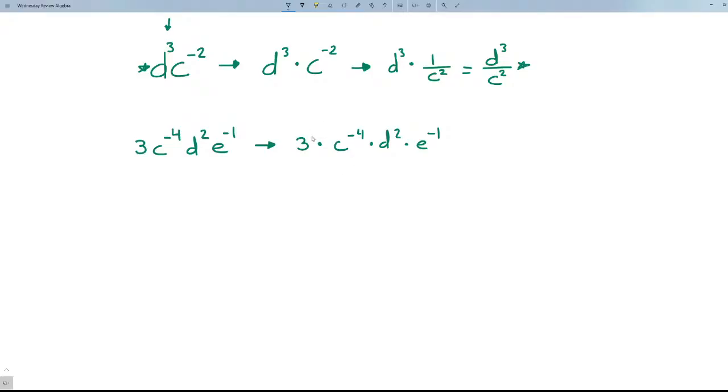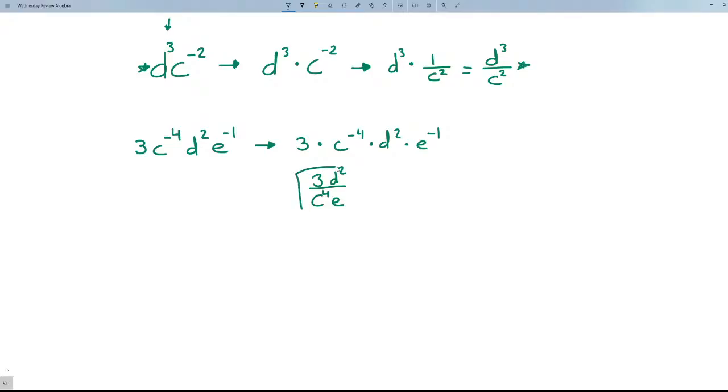3 has a positive 1. If it's just a 3, we know that it's just raised to the first power because it's just itself. But you don't need to write that, so I'm going to go ahead and erase that. So I got 3. C to the negative 4th is going to be like saying 1 over c to the 4th, so let's just throw it in the denominator. D squared will still continue to stay up top because it's a positive. And e will move to the bottom because it's a negative 1.